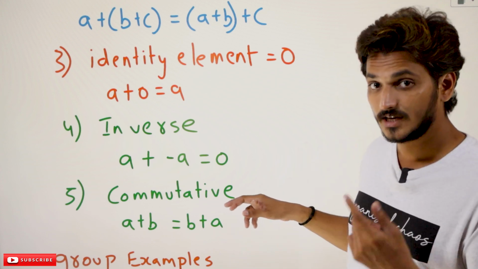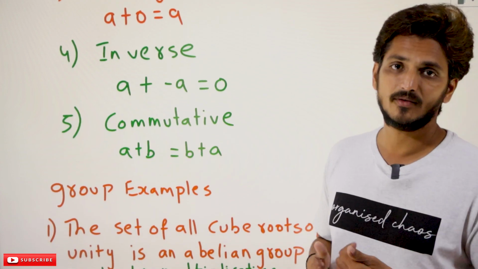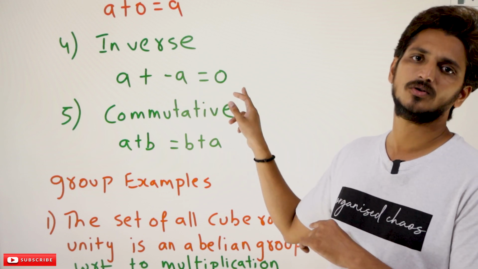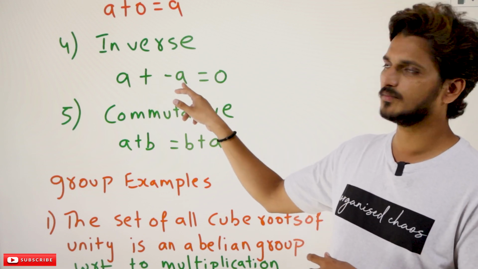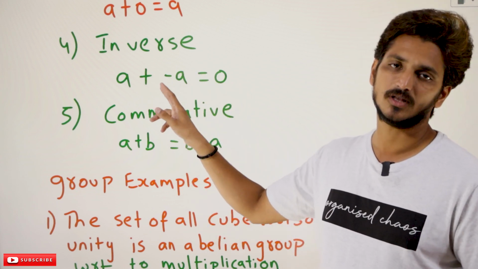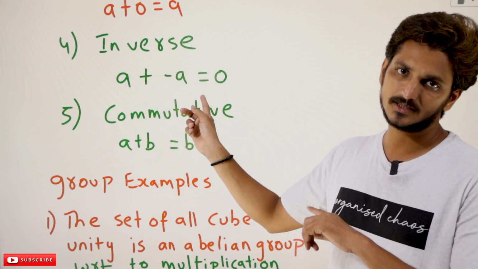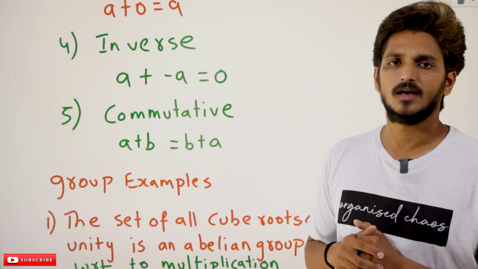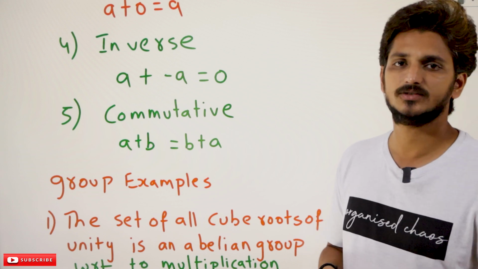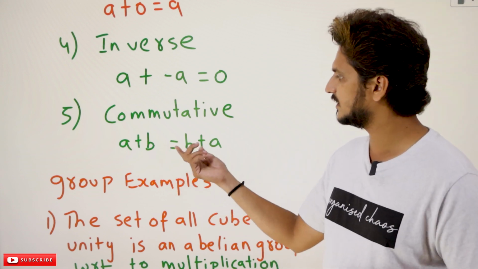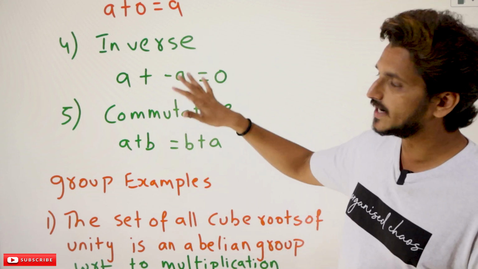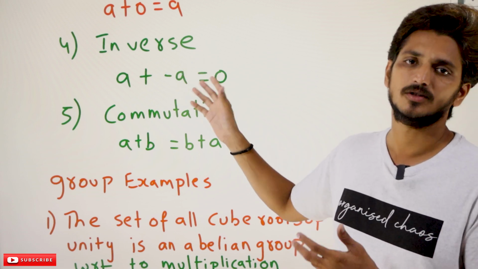Similarly, do you have an inverse for each and every element? Yes, we have an inverse for each and every element. A plus minus A is equal to 0. Inverse element means A binary operation minus A gives the identity element. That is why we say these two are inverses of each other. For A, minus A is the inverse, and for minus A, A is the inverse. So A plus minus A is equal to 0. Is it satisfying the commutative property? Yes, addition satisfies the commutative property. A plus B equals B plus A. So all five properties are satisfied. This set we call an Abelian group.